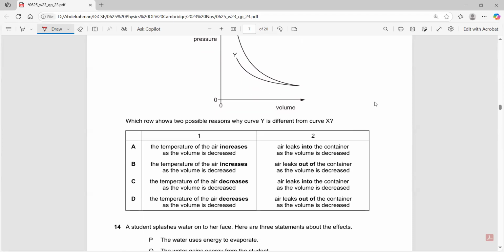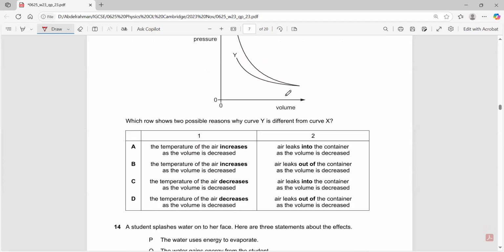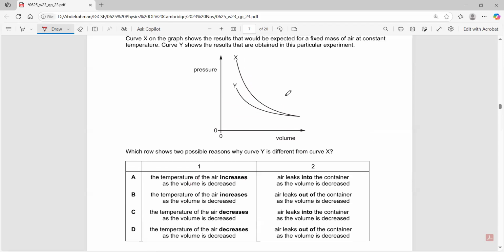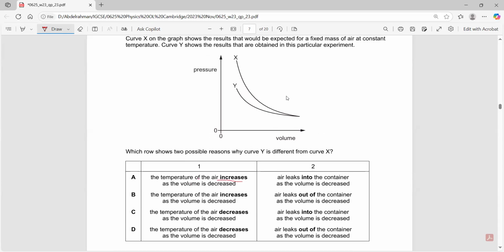Let's see. The temperature of the air increases as the volume is decreased. Why is Y different? Y is the actual results. If this statement was true, if the temperature increases, would this give a pressure which is less than the expected? It actually would give a pressure higher than expected.